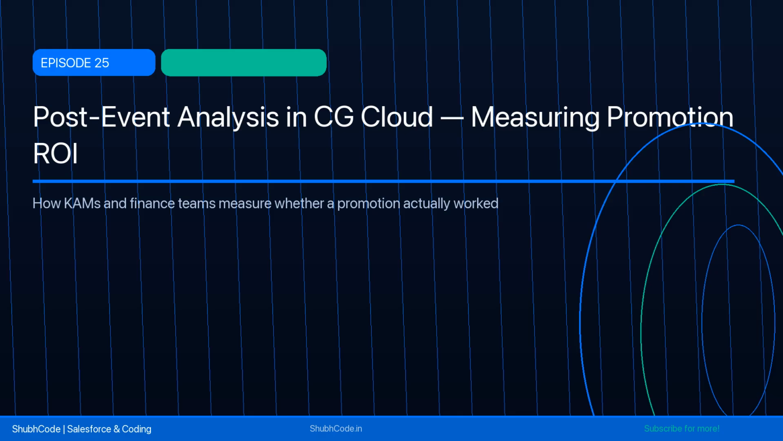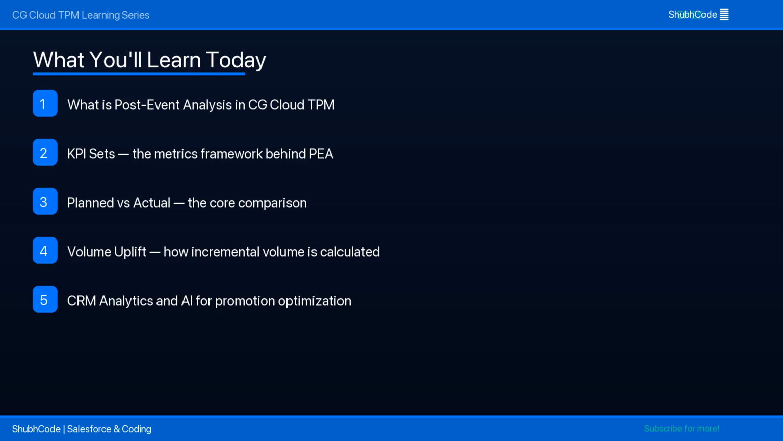Today, post-event analysis in CG Cloud, measuring promotion ROI, how KAMs and finance teams measure whether a promotion actually worked. Let's get into it. Here's what we're covering today. What is post-event analysis in CG Cloud TPM? KPI Sets, the metrics framework behind PEA. Planned versus actual, the core comparison. Volume uplift, how incremental volume is calculated. CRM Analytics and AI for promotion optimization. Stay for the last one, it's the piece most tutorials miss.